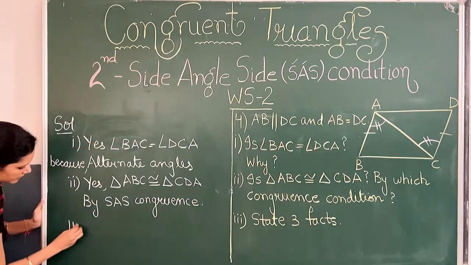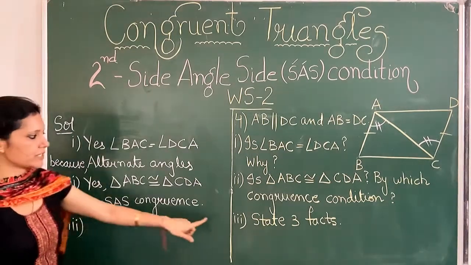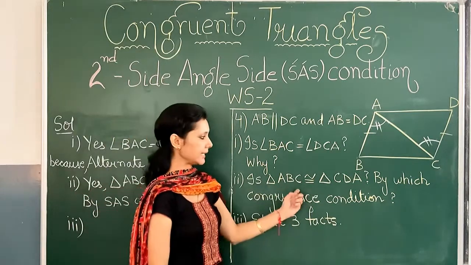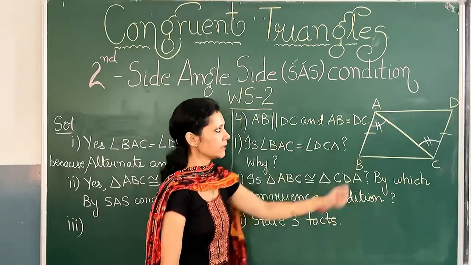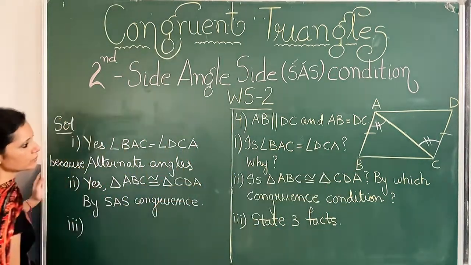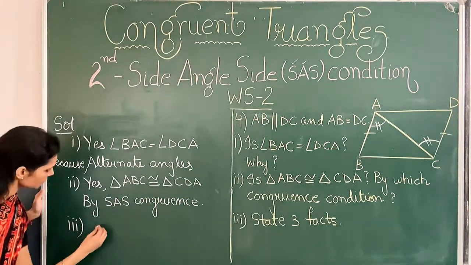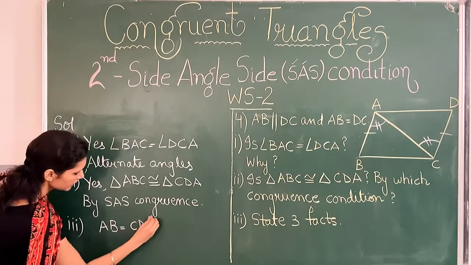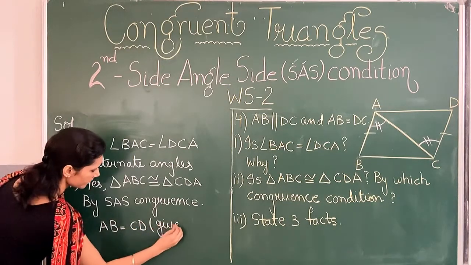The third part is we have to state the three facts, that means the three matching pairs from which we concluded that these two triangles are congruent. The first is AB is equal to CD, that is given in the question. So AB is equal to CD, given.